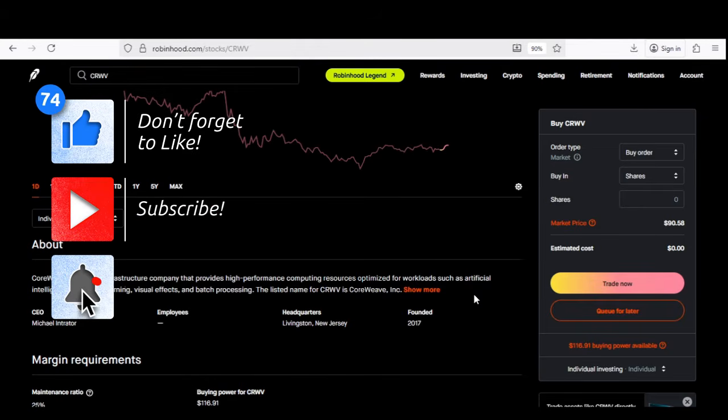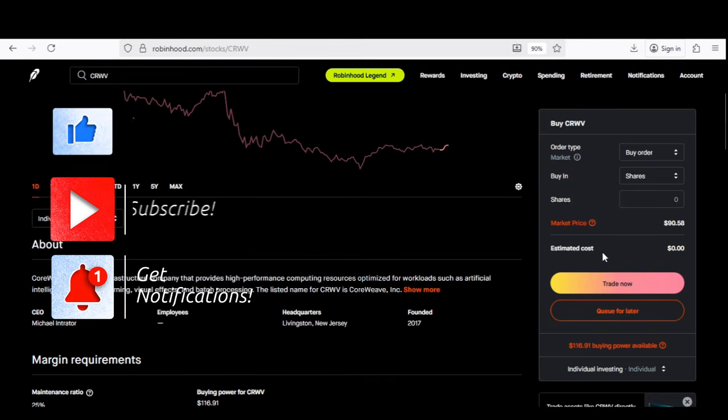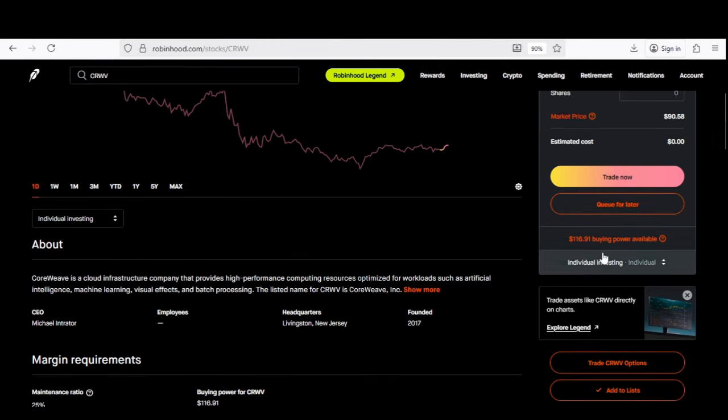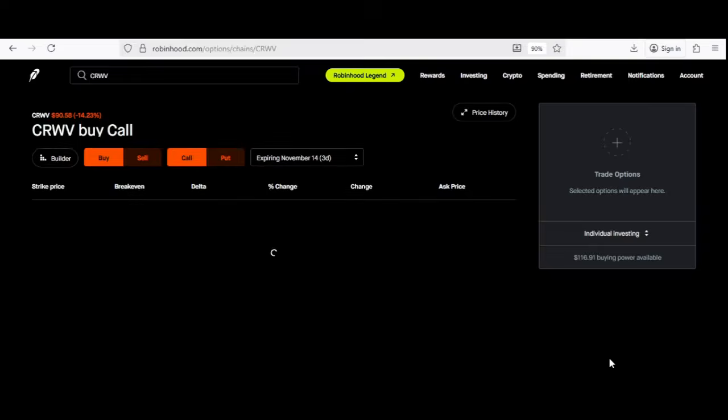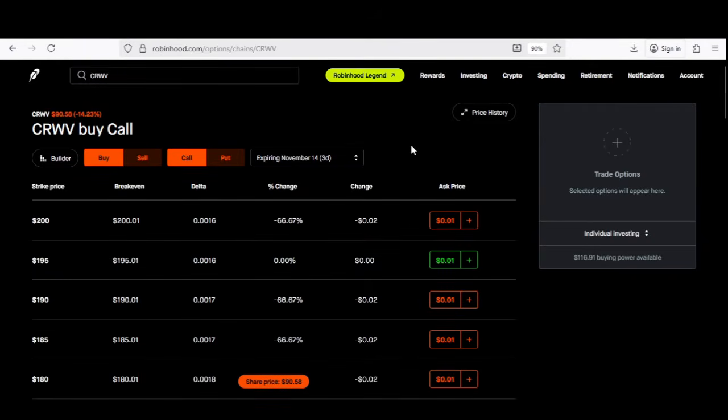Now, let's go ahead and get down into these option strategies. So let's go ahead. We're going to scroll down. We're going to go to trade CoreWeave options down to the bottom in order for us to go ahead and open up our options chain.